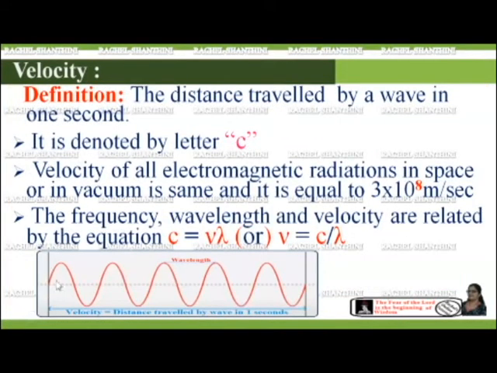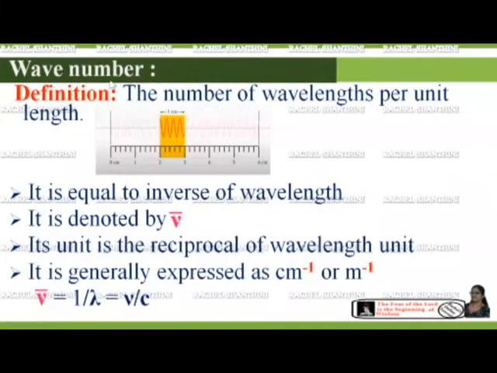Velocity. The distance traveled by a wave in 1 second is called velocity. It is denoted by the letter c. Velocity of all electromagnetic radiation in space or in vacuum is the same, and it is equal to 3 into 10 to the power of 8 meter per second. The frequency, wavelength and velocity are related by the equation c is equal to nu lambda, or nu is equal to c by lambda.